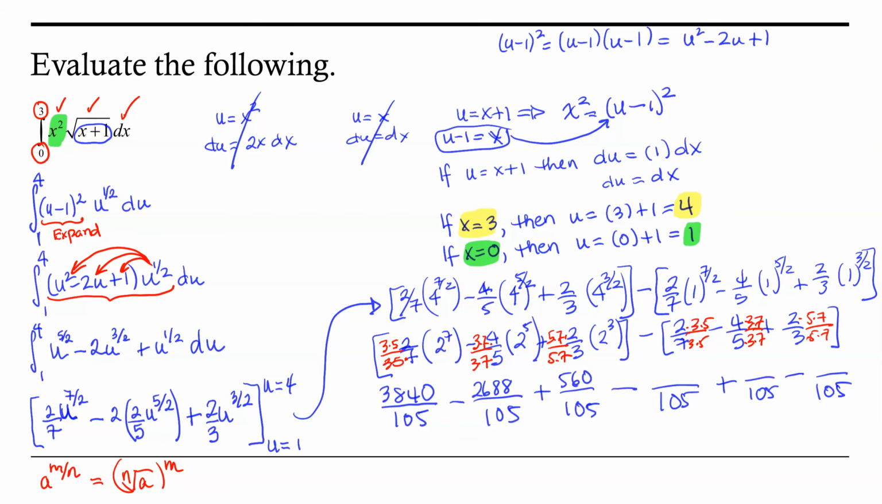Continuing on, 2 times 3 times 5, that's going to give us a 30. 4 times 3 times 7 is going to give us an 84. And then 2 times 5 times 7 is going to give us a 70. And so to get our final answer, we're just going to combine all of those numerators through addition and subtraction. And when we do that, we end up with 1,696 105ths. I hope you find this helpful.